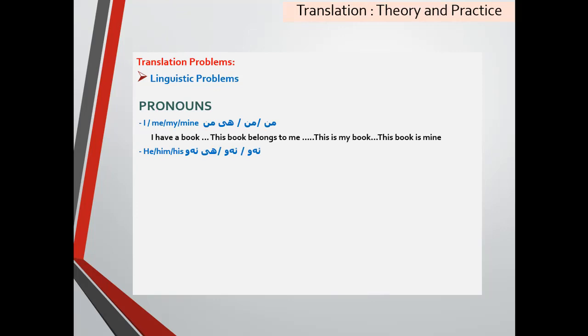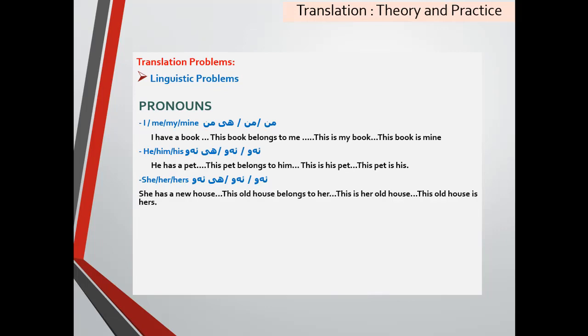He also, in the same way: he, him, his. He has a pet; this pet belongs to him; this is his pet; this pet is his. The same thing happens with she, the same thing happens with it, and the same with they, we, and you. They, for example, has the versions: they, them, their, theirs.